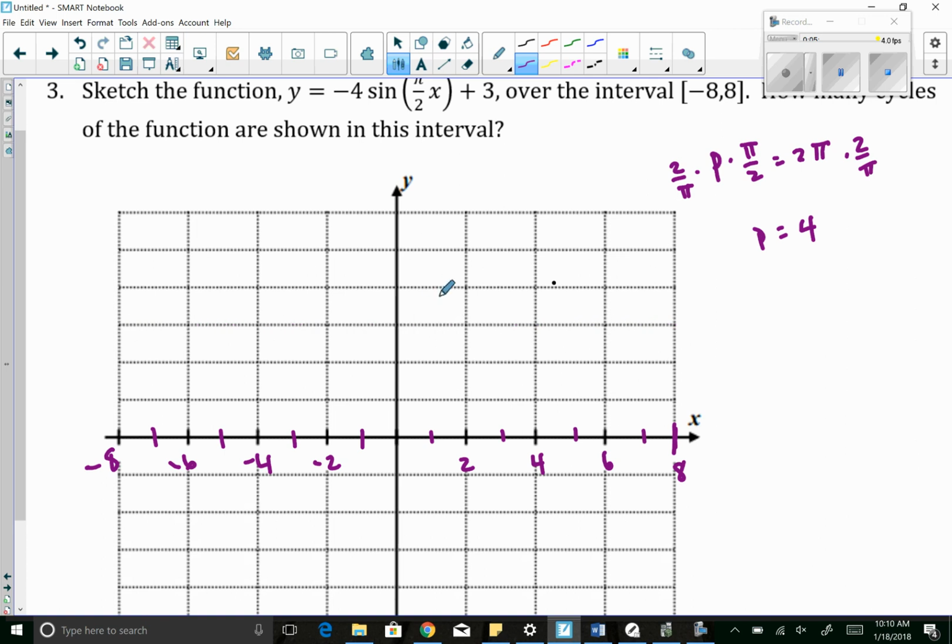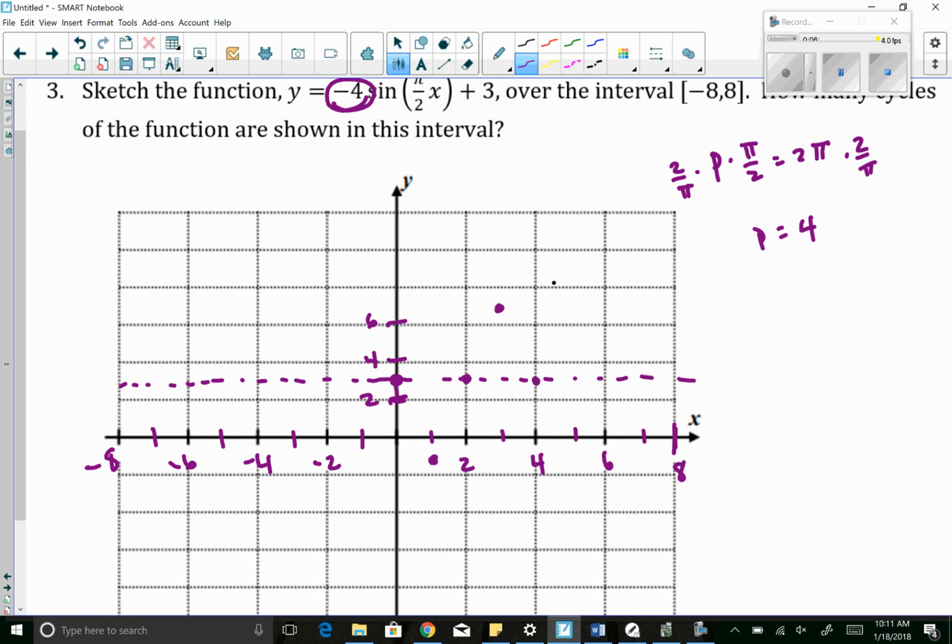So instead, let's make it so that these boxes are worth 2. And then 3 would be halfway through one of these. We'll just make my sketch better. Since it's a sine curve, I know I start at the midline. And I'm going to start by going down 4 because of this negative. So if I go down 4, I'd be at -1. Back to the midline. Then I need to go up 4, which I'd be at 7. And then back to the midline.